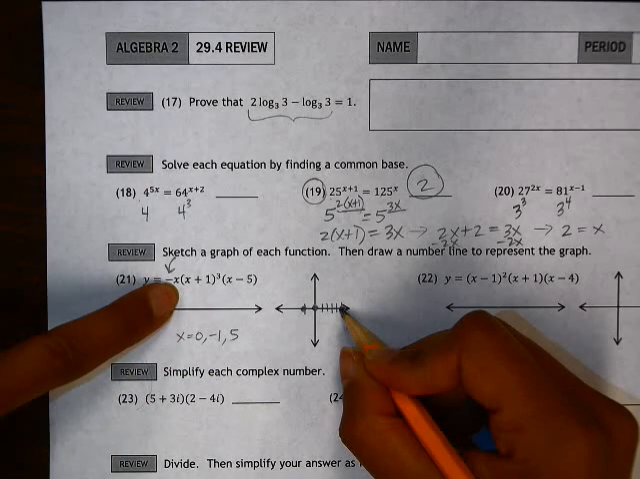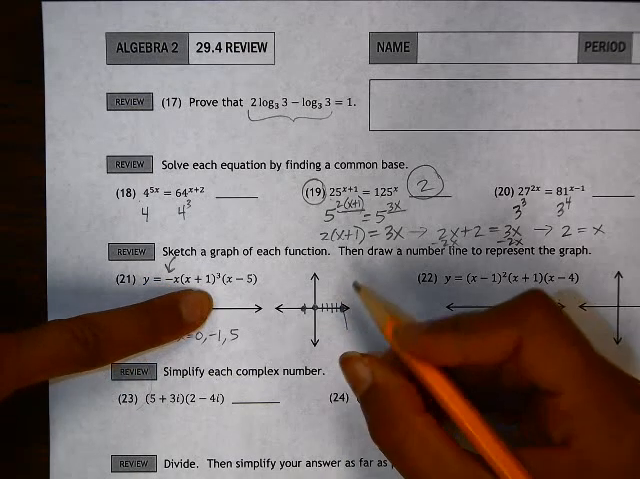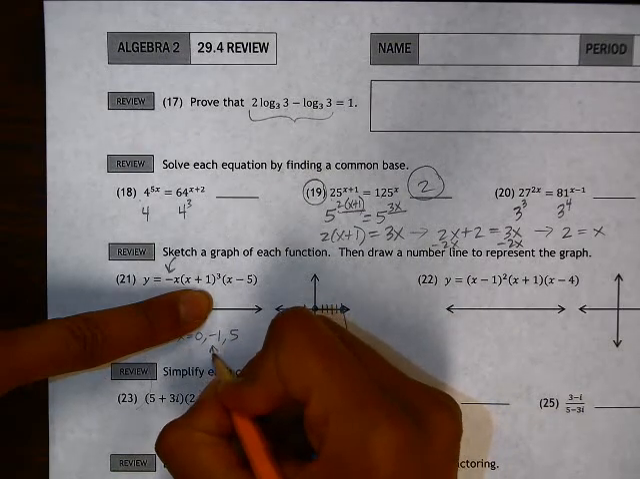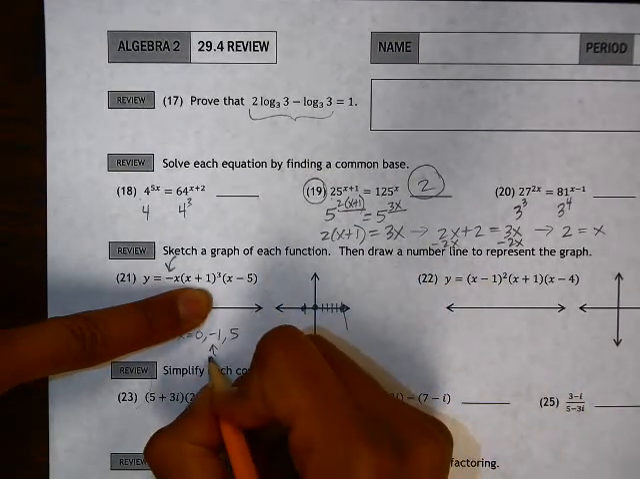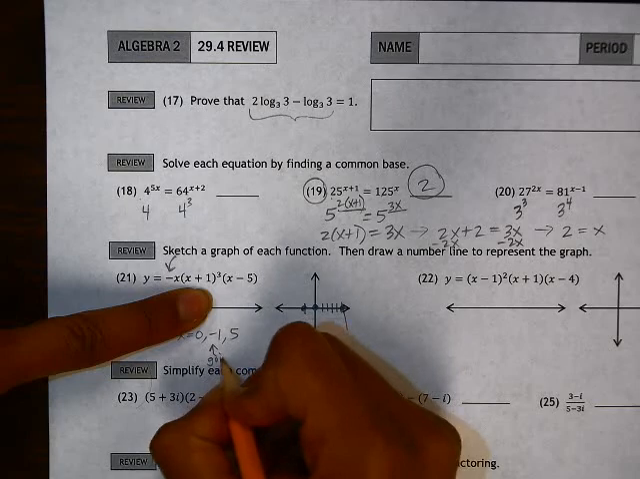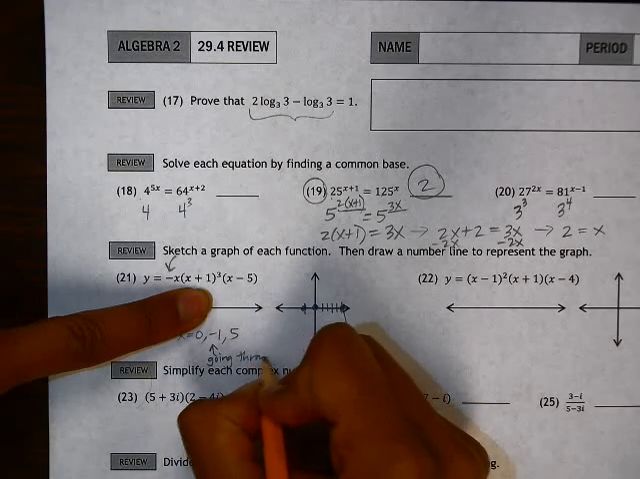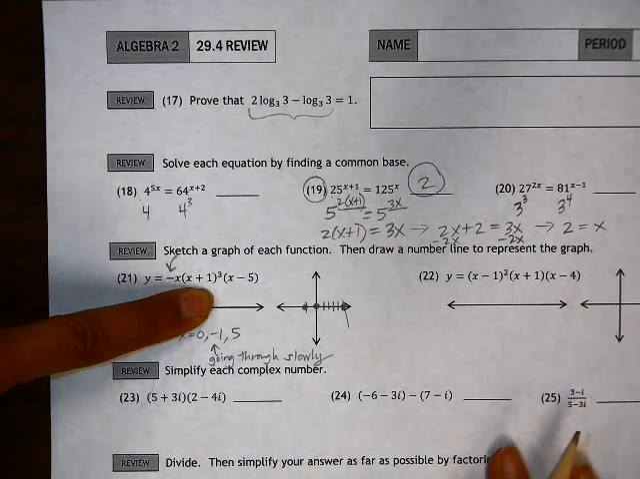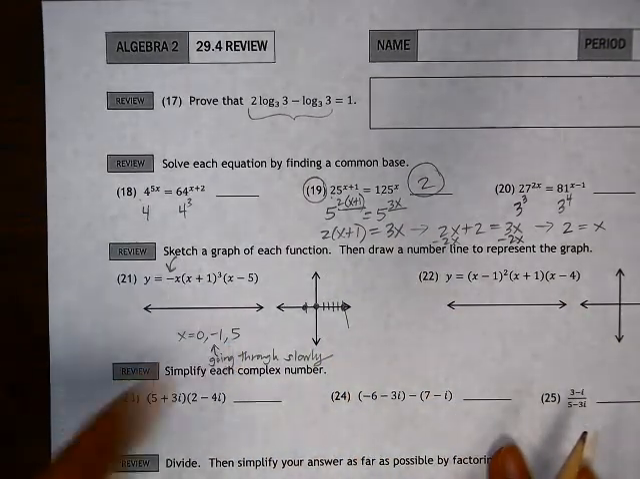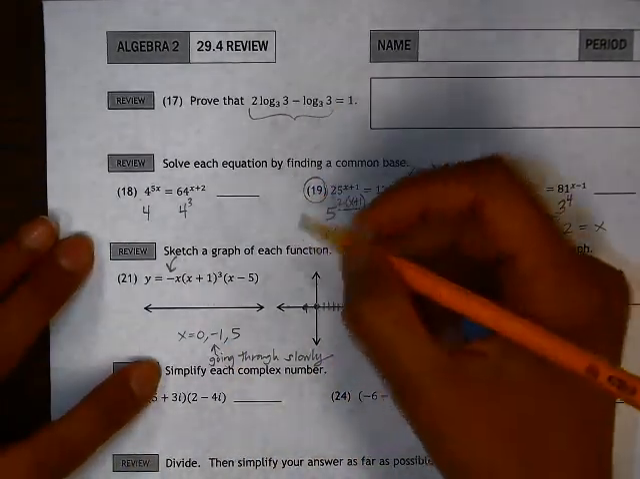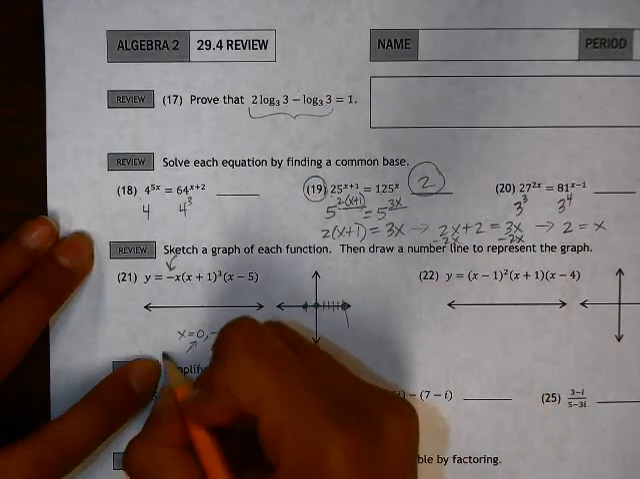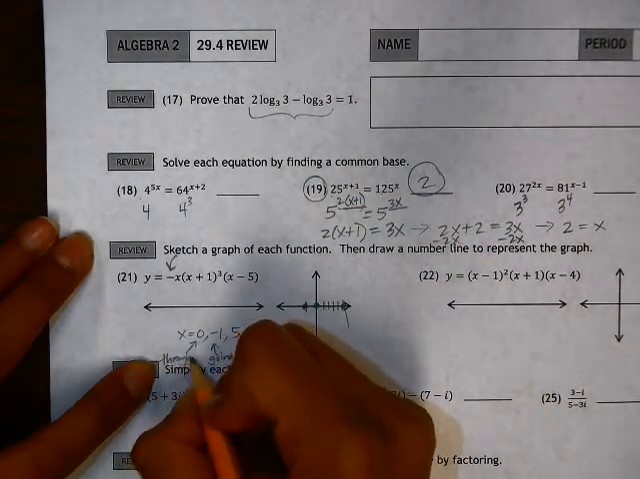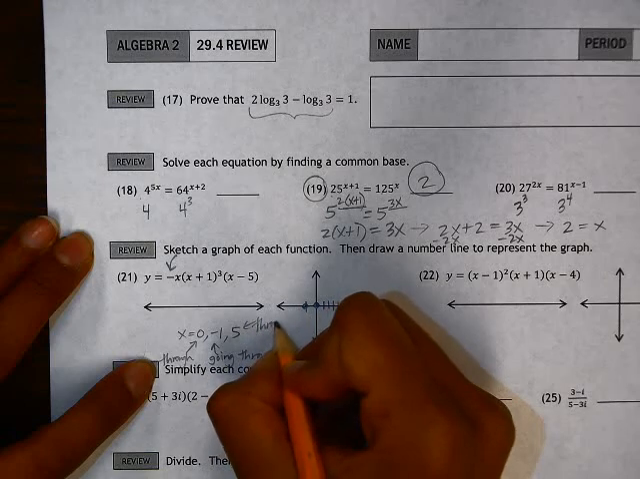0 is a single root, -1 is a triple root. A triple root means that we're going to go through that root slowly. And the 5 is also just a single root passing through. So right here we're going to pass through, and right here we're just going to pass through.